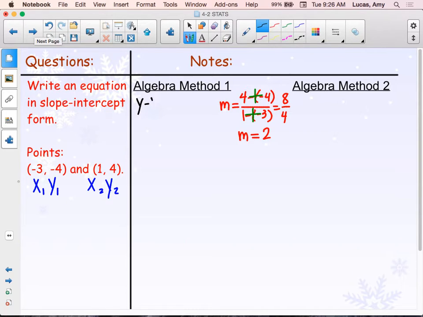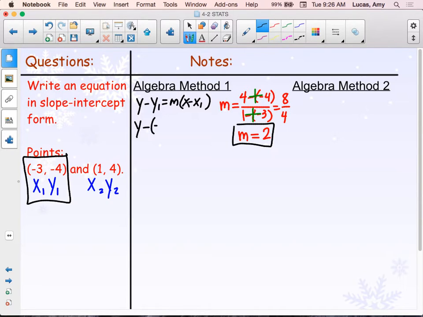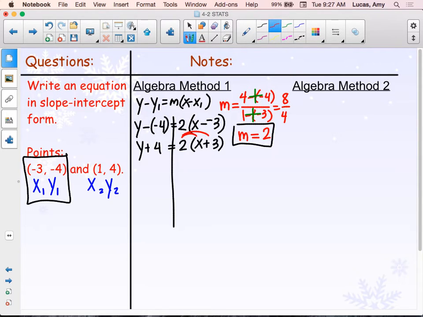So point slope form. Use the first point and the slope. Y minus negative 4 equals the slope times x minus negative 3. Simplify, chunky plus and chunky plus. Now distribute the 2. So y plus 4 equals 2x plus 6, and then subtract the 4 to get the y by itself. Y equals 2x plus 2. Final answer.